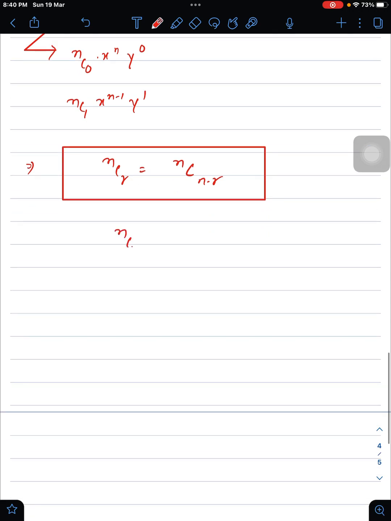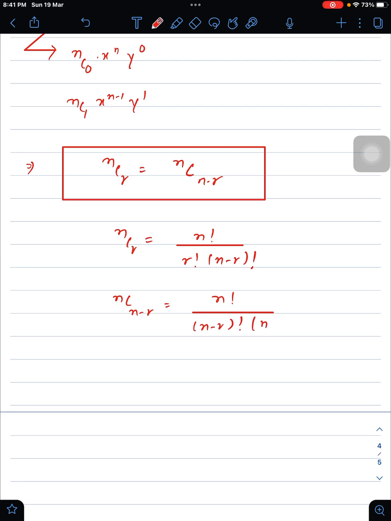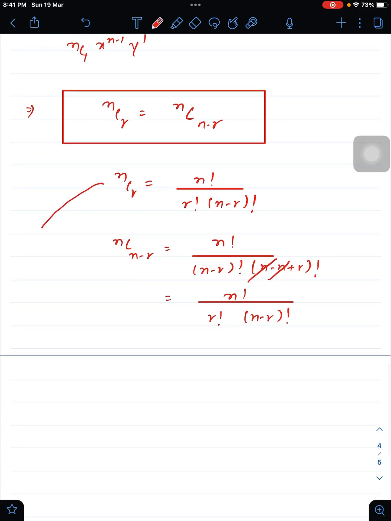Tell me beta, what is nCr? n factorial by r factorial into (n minus r) factorial. Now beta, what is nC(n minus r)? It is n factorial upon (n minus r) factorial into (n minus n plus r) factorial. So n and n get cancelled out. So what is the value I will get? n factorial upon r factorial (n minus r) factorial. So you are observing that both have the same value.